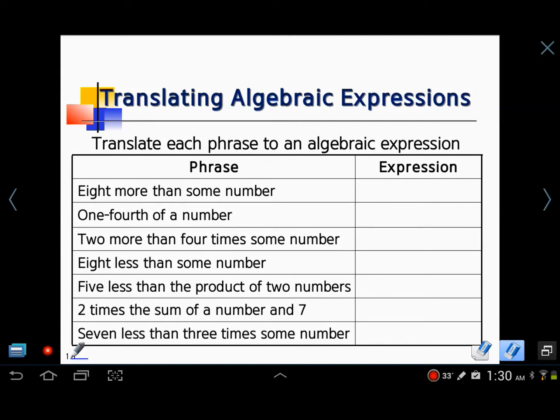All right, let's go ahead and start here. We have 8 more than some number. Now, the important thing that you have to do with these problems is look through it and weed through all the information. One thing that totally stands out to me is this word more. That word more tells me, hey, there's going to be some addition here. So, 8 more than some number.